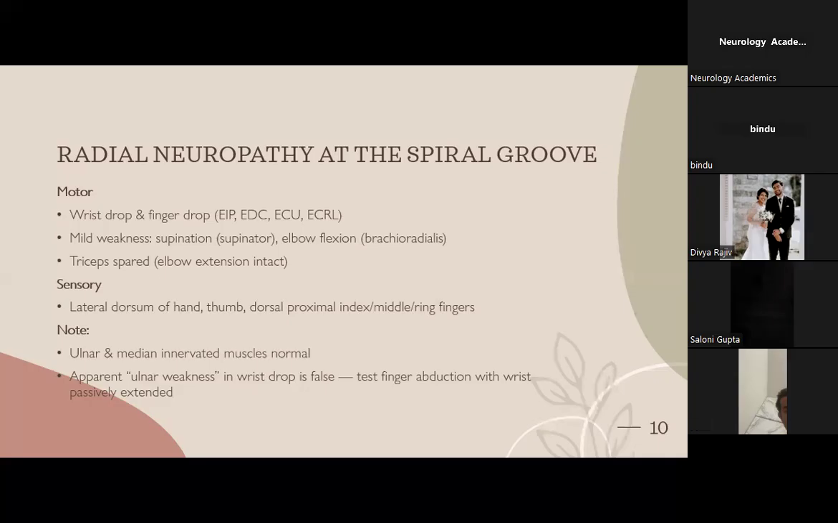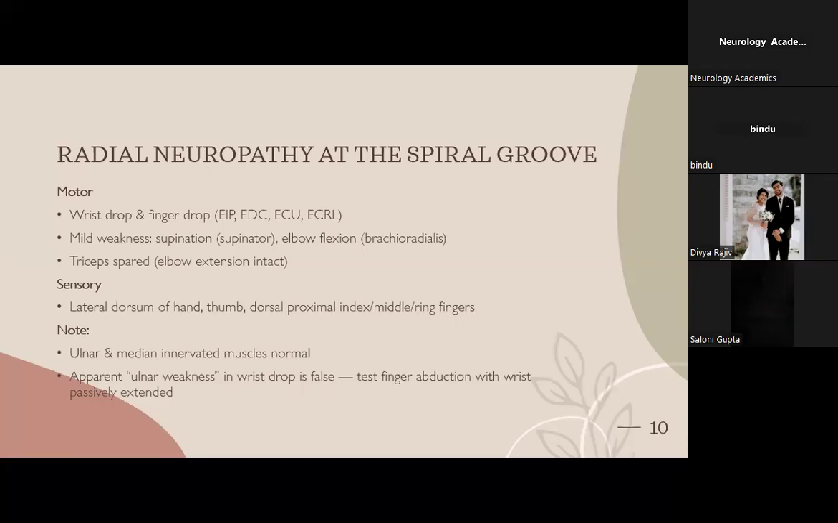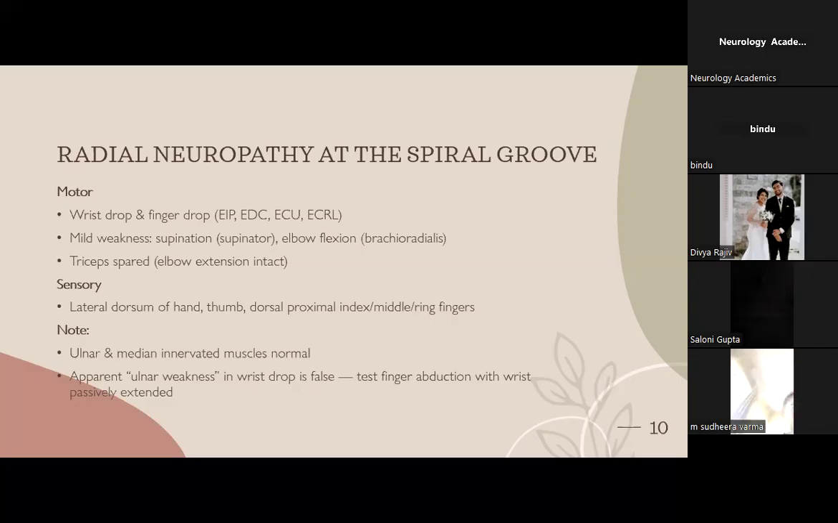Triceps is typically spared because the muscular branch is given off before the level of the spiral groove, at the axilla. So the elbow extension is intact. Only wrist drop and finger drop will be there, along with mild weakness of supination and elbow flexion.